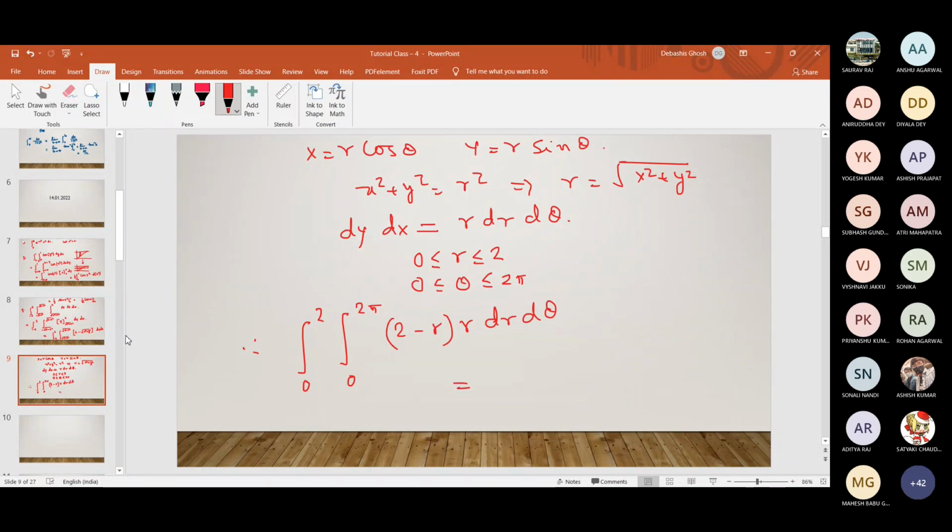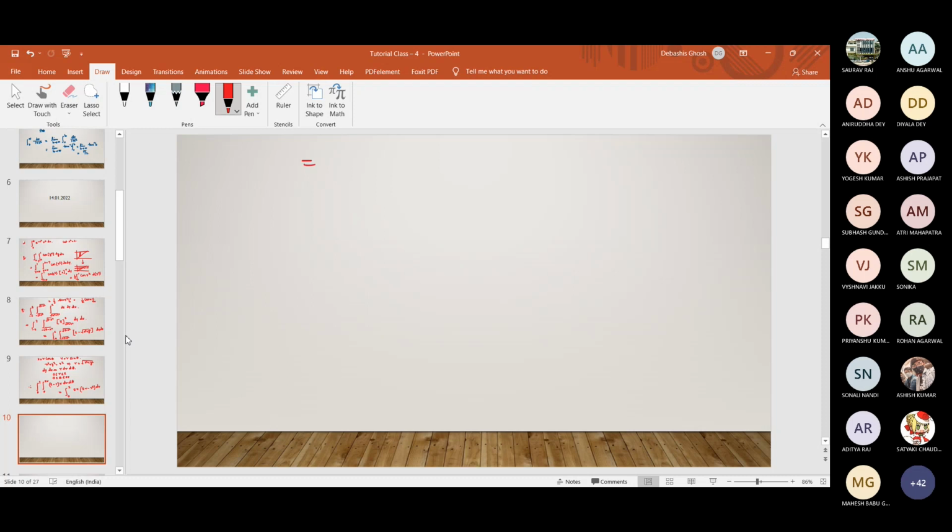That is equal to, if you are integrating this one, from 0 to 2, theta gives you 2 pi, and then you have 2r minus r square dr, that you have to integrate. It comes to 2 pi, then you have r square minus r cube by 3 from 0 to 2.